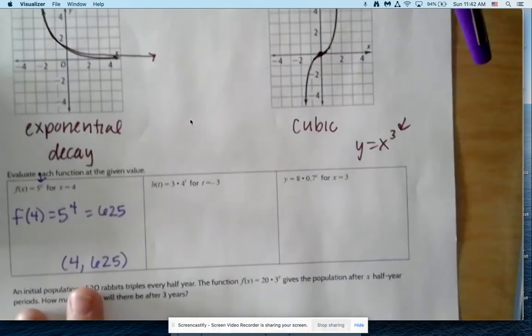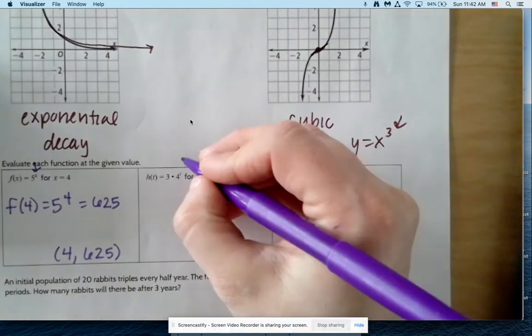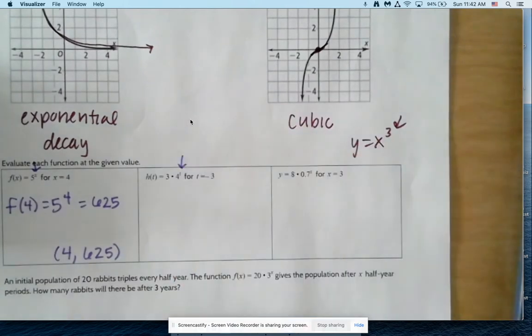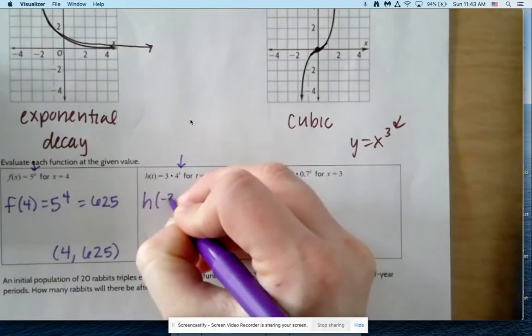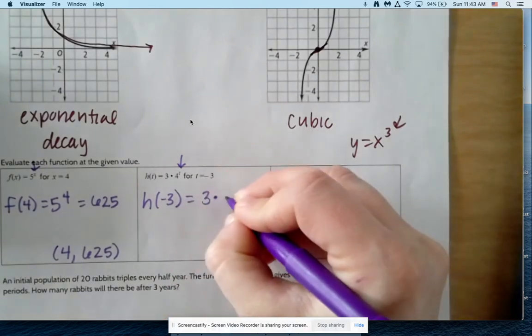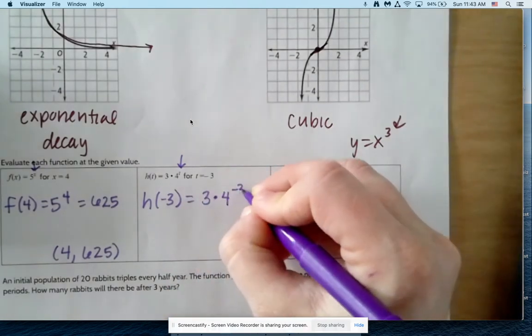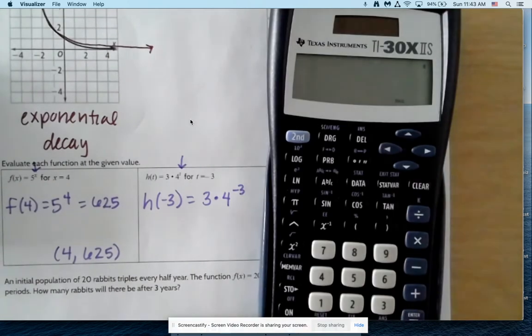H of t equals 3 times 4 to the power of t. Again, do you guys notice how our variable is in the exponent's position? So we're going to plug in -3 for t. So 3 times 4 to the power of -3. Again, folks, calculator work, we love this.